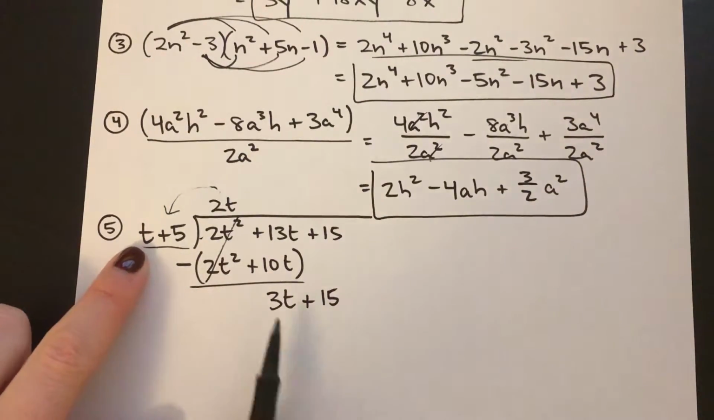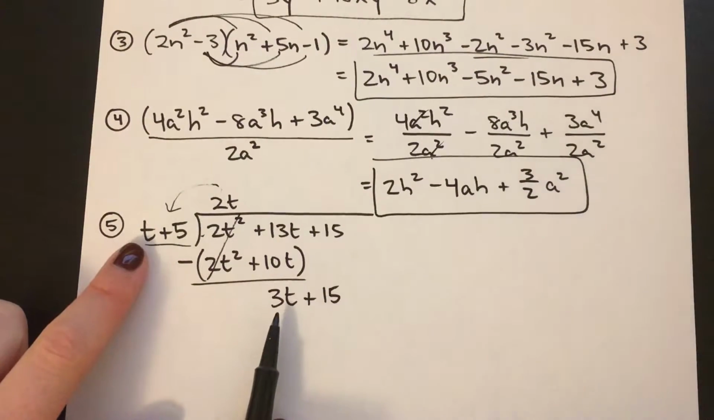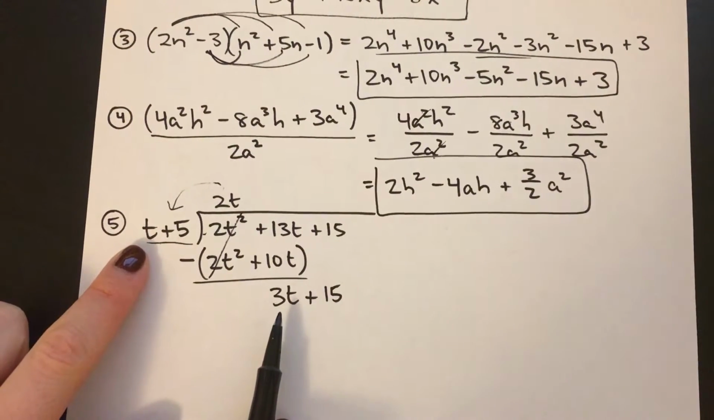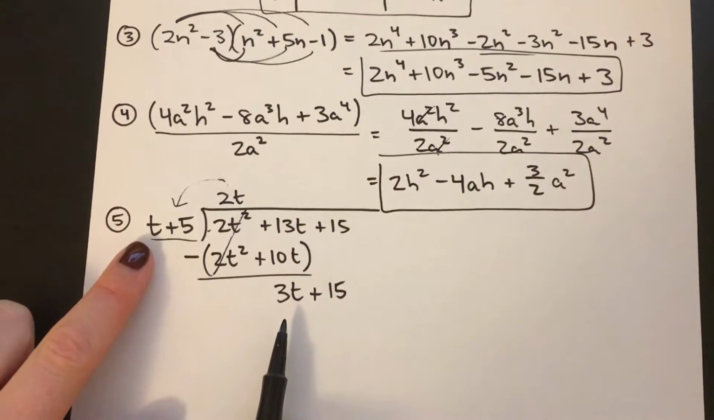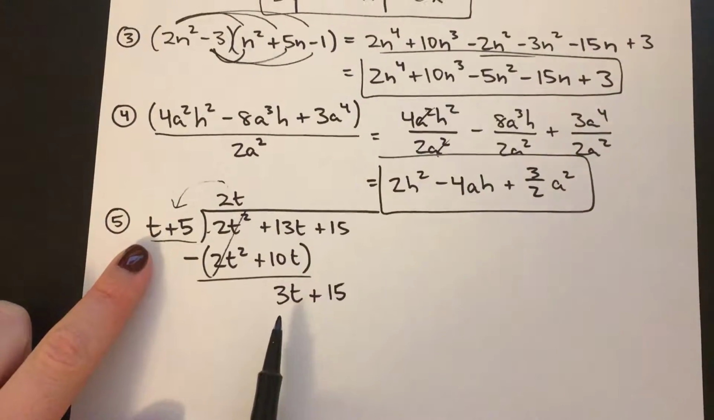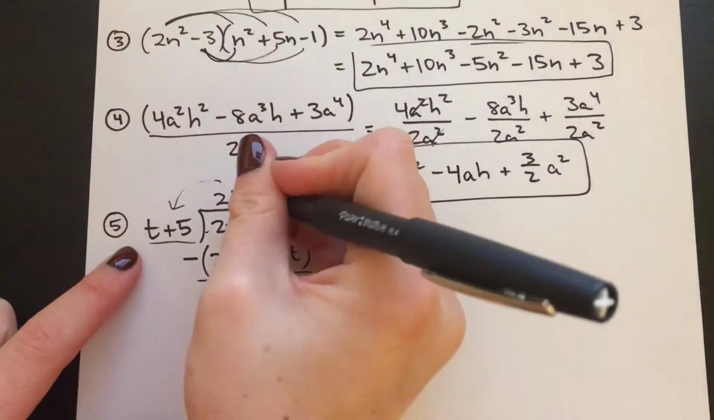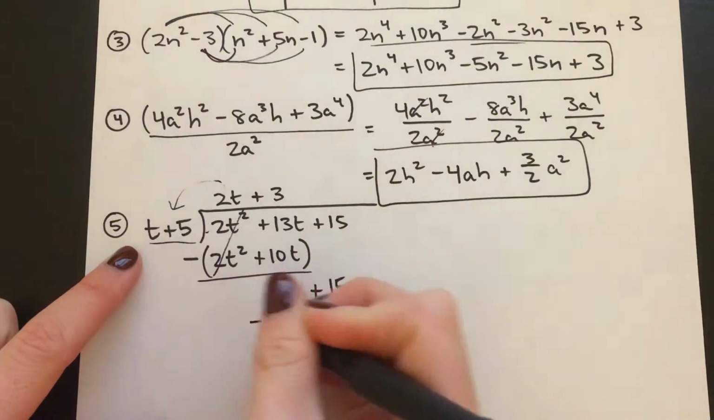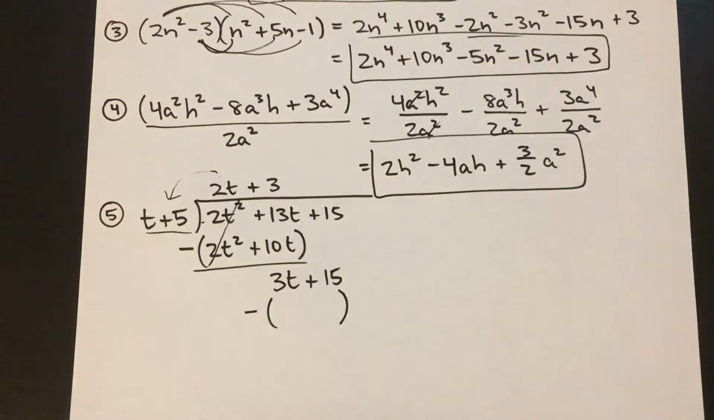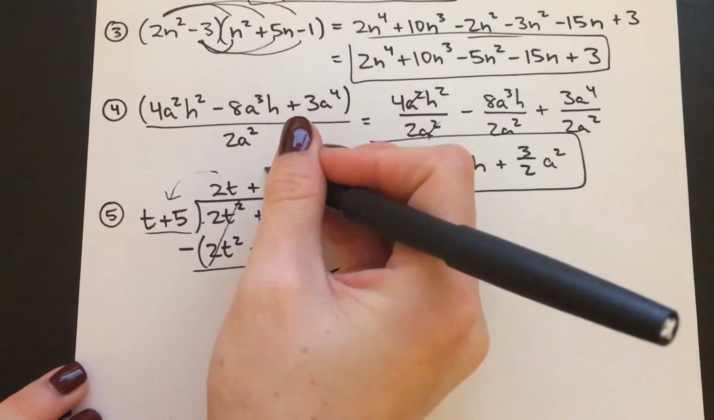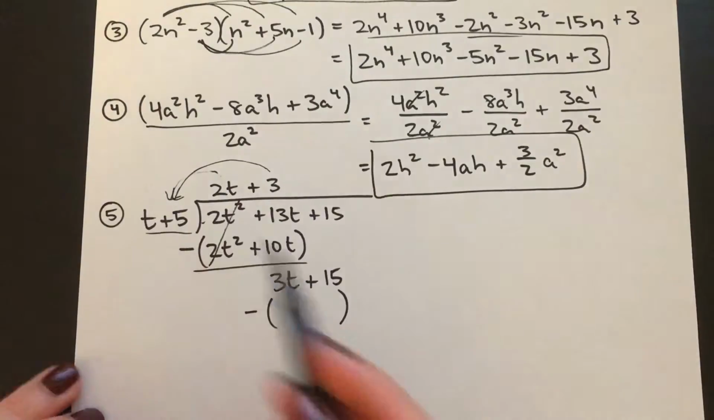But now we're dividing t into 3t. So we're only focusing on these two terms. And think of division as like, what do I have to multiply by t to get 3t? And that would be 3, because 3 times t would be 3t. So I put a positive 3 right here. And set up your subtraction, set up your parentheses so we don't mess up any signs. And then we just do the same exact thing. Multiply this 3 by this expression right here, and that's what we subtract.